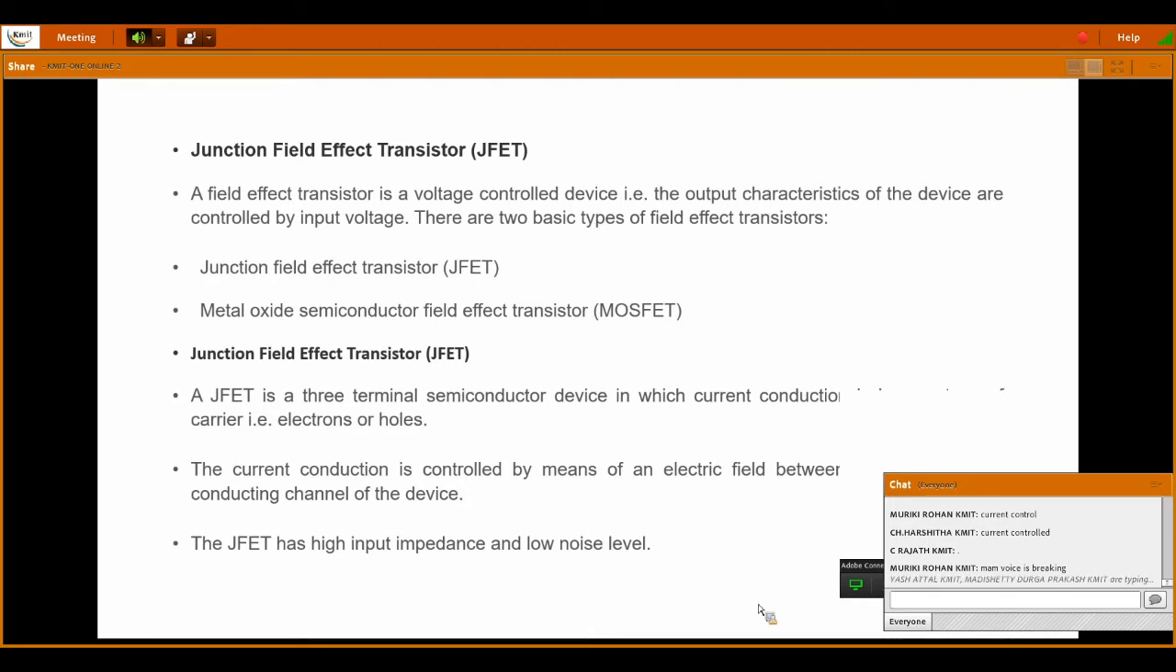A FET is a voltage control device, that is, the output characteristics of the device are controlled by voltage. The first one is the junction field effect transistor. That is divided into two types. One is JFET and the other one is MOSFET.